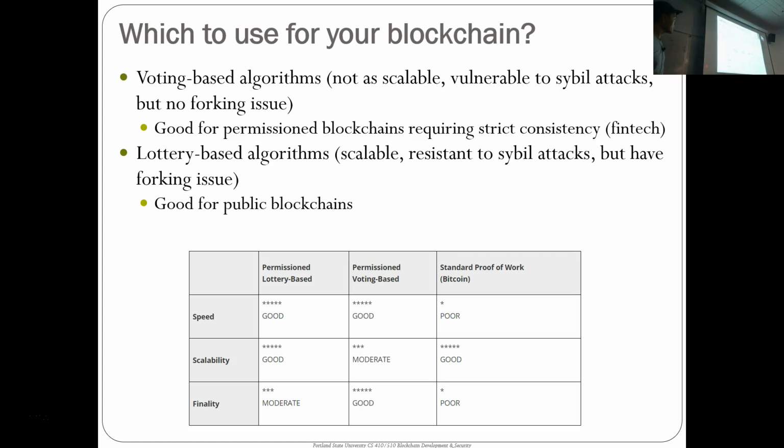Then you also have the lottery-based algorithms. These are scalable in terms of achieving consistency. They're resistant to Sybil attacks, but they have this forking issue. We'll talk about the forking issue when we talk about Bitcoin in the next class. This is good for public blockchains because you have Sybils on a public blockchain. Okay.